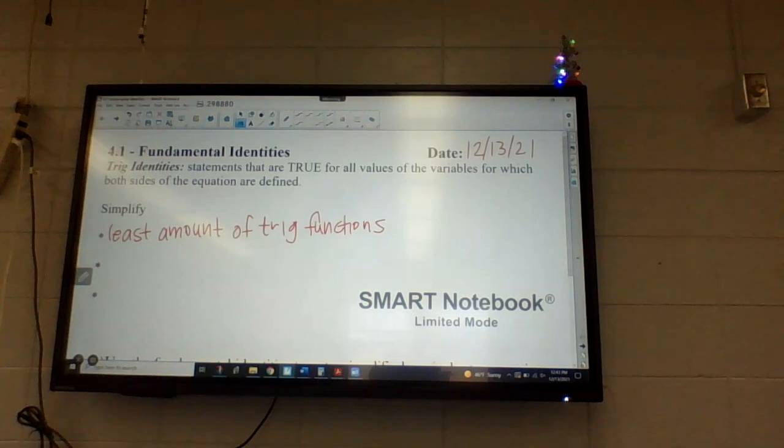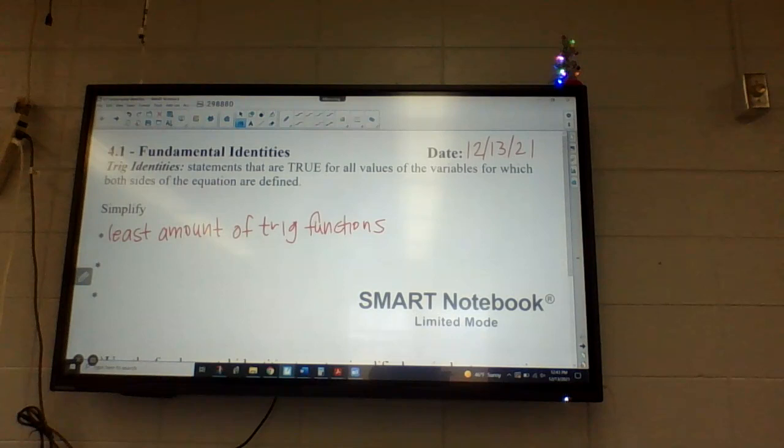The question is, can I write cotangent using sine or cosine? What does cotangent equal? Cosine over sine. So I'm going to change that to cosine over sine. That might not sound like the best idea because you just added another trig identity. But anytime you don't know what to do, sine and cosine are a good place to go back to. So I made it into a fraction.